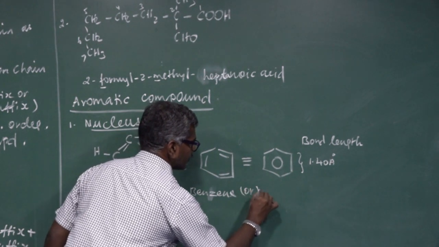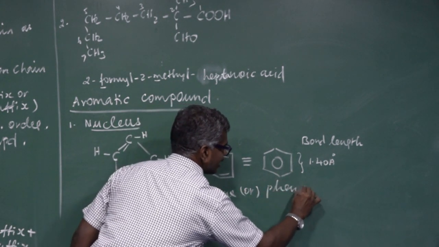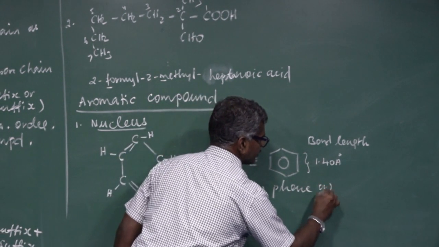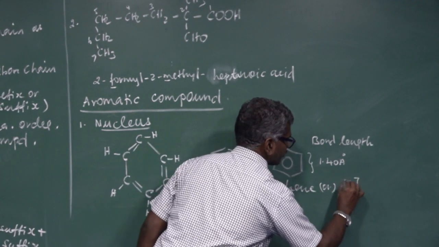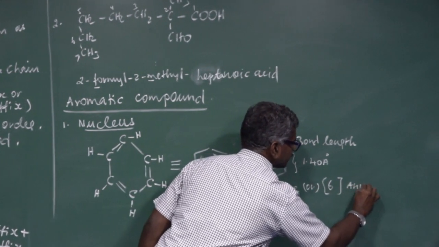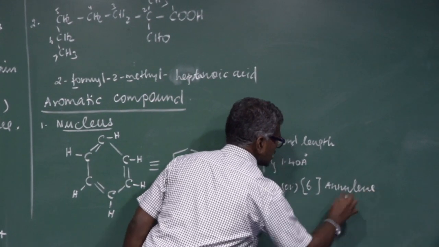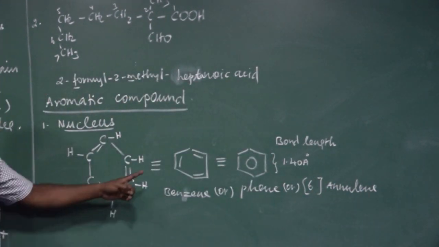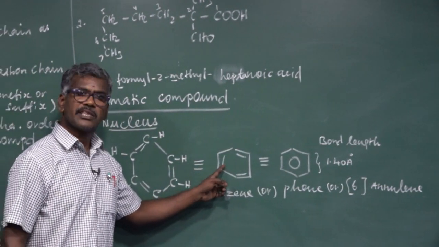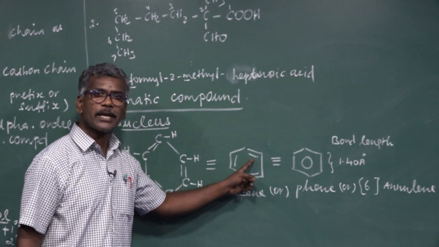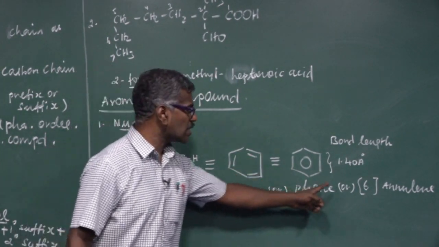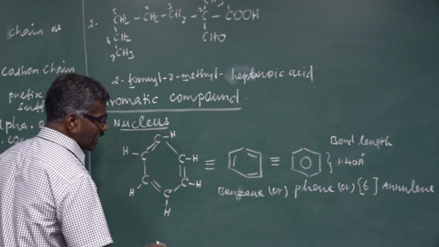Or phenene, or 6 annulene. It has three pi bonds, each pi bond having 2 electrons, so 6 pi electrons. So it is a 6 annulene. The general name is arene.